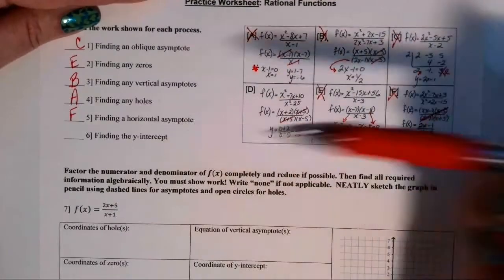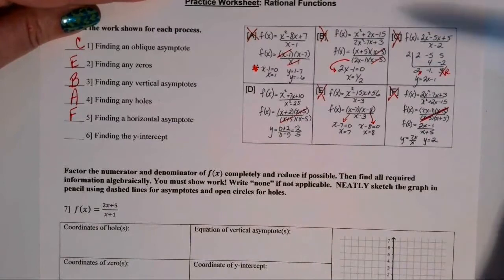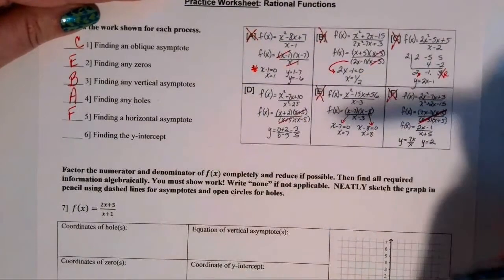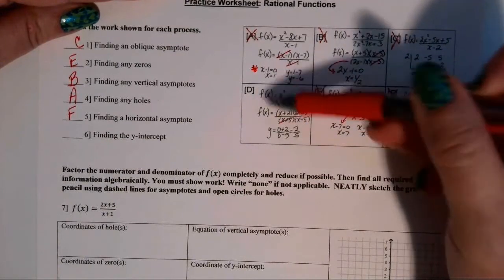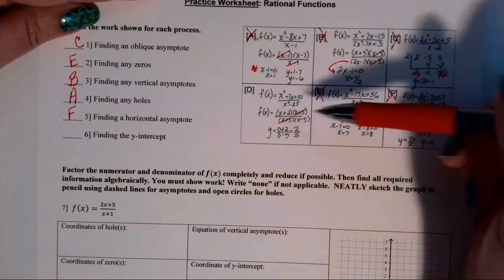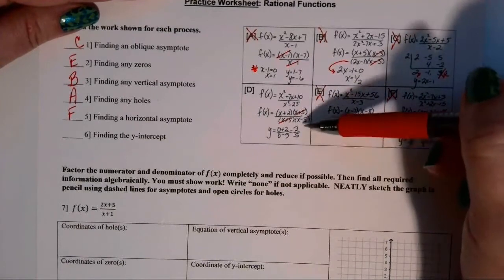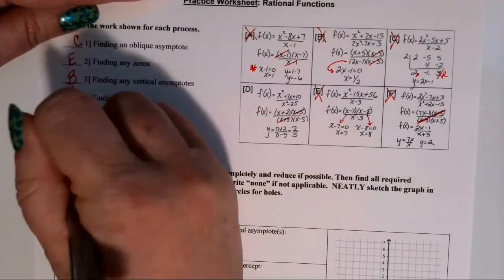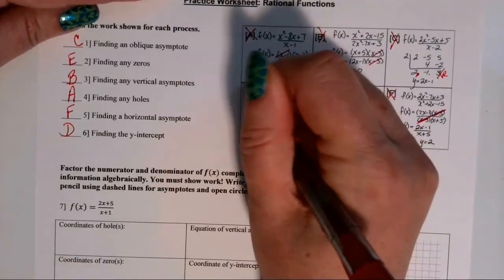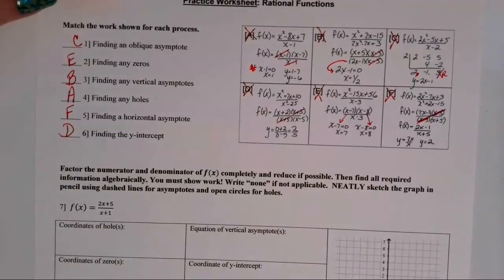And then finding the y-intercept, you would put 0 in for your x's and solve for y. And that's what's happening in D. They put 0 into the numerator for x, into the denominator for x, and then simplified to get 2/5. And so D would be the work for finding the y-intercept.